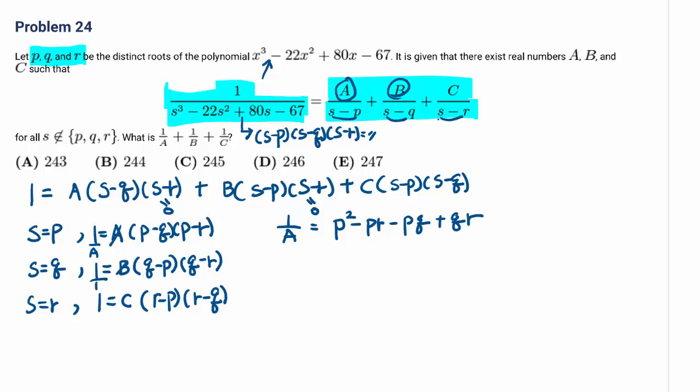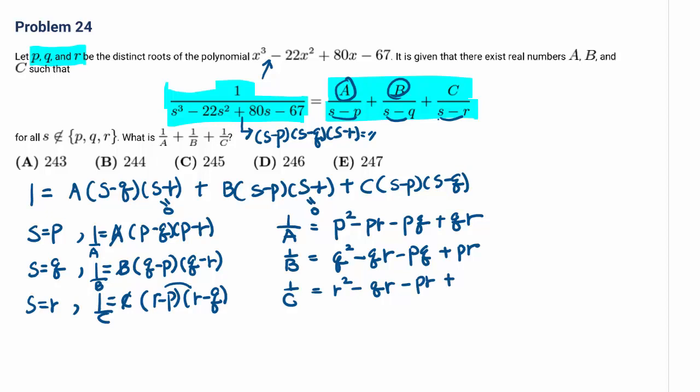Second one, for B: 1 over B equals q times q, q square, minus qr, minus pq, and plus pr. What about 1 over C? R times r is r square, minus r times q is minus qr, the next one minus pr, and the last one p times q is plus pq. Now let's add all of these.